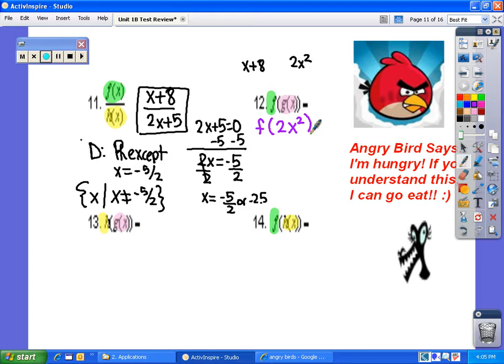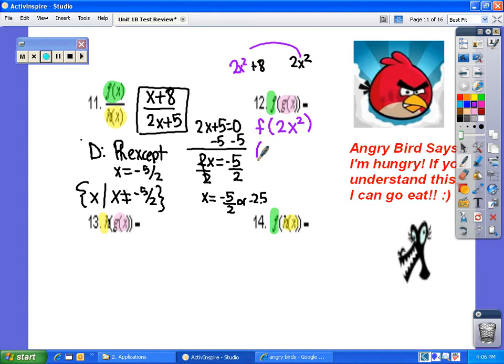Oh, it's a different question, is it? Oh, no, wait. Okay, so then you're going to take the g and put it in for everywhere you see the letter x here. So I want to replace this x with 2x squared. So that means that I'm going to erase everywhere that I see an x and replace that with 2x squared.